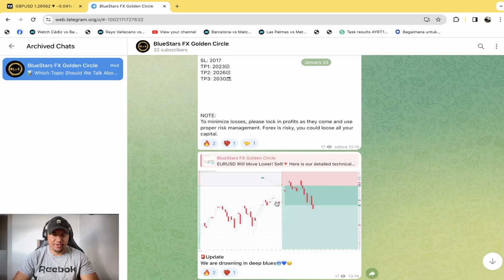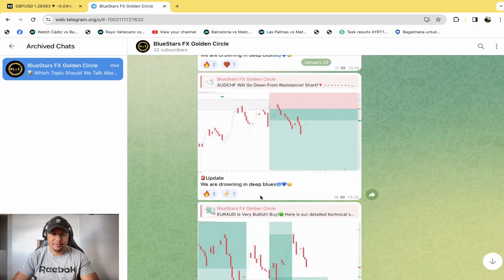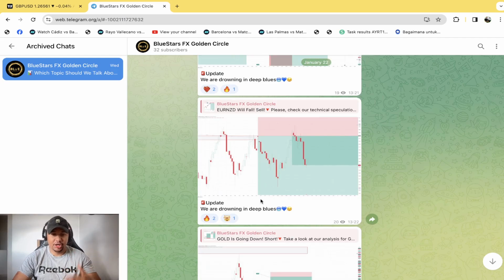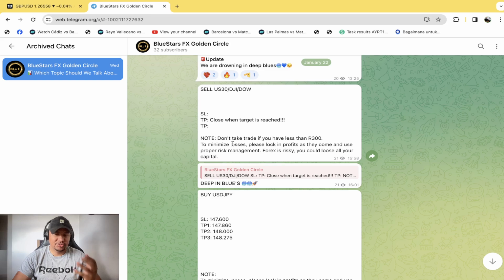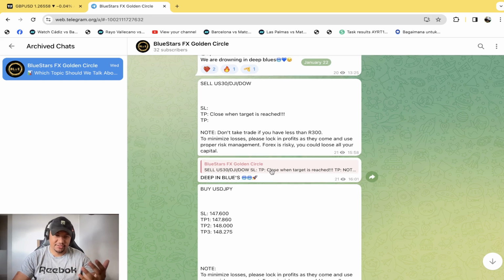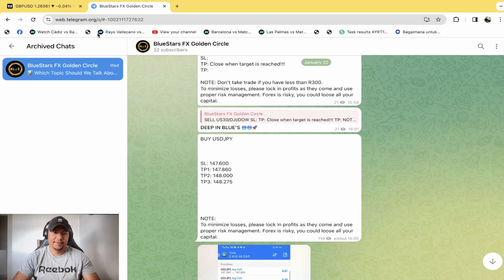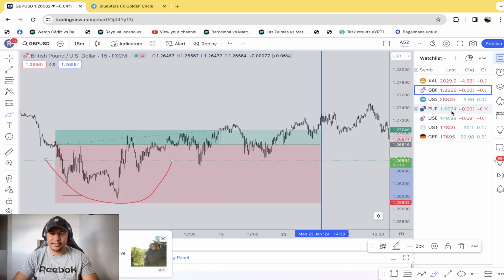Then was an update on the gold buy with TP in the blues. There's a lot going on. A lot. These were all updates on the setups, right? Sell on the Dow Jones, which I believe was a fundamental signal as well, deep in the blues. Then there was a buy on USD JPY.